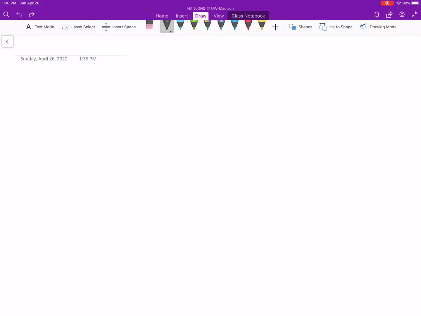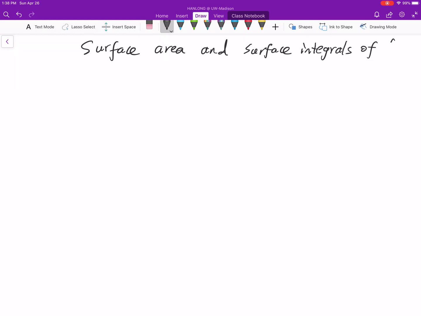Okay, let's start. So today we are going to talk about surface area and surface integral of functions. Next time we will talk about the surface integral of vector fields. So, surface area and surface integrals of functions.